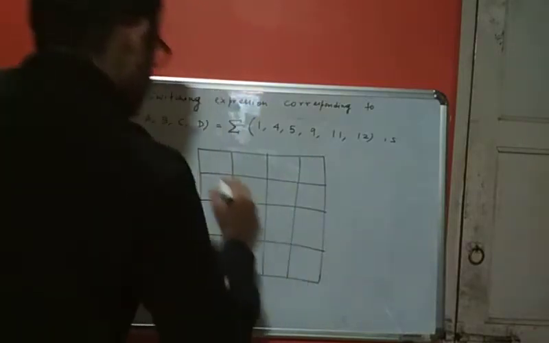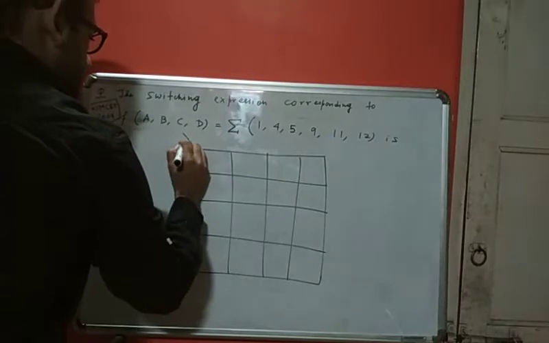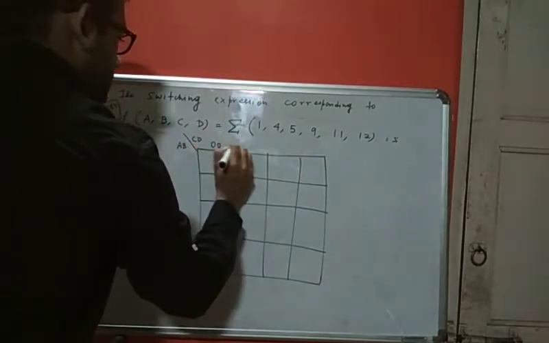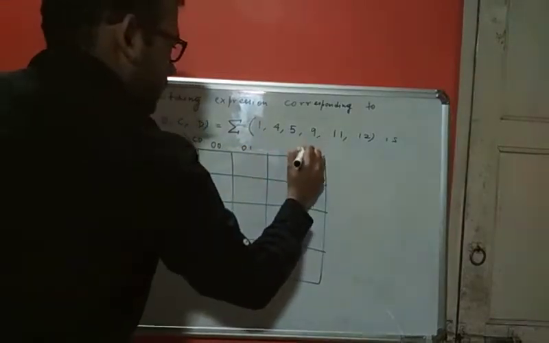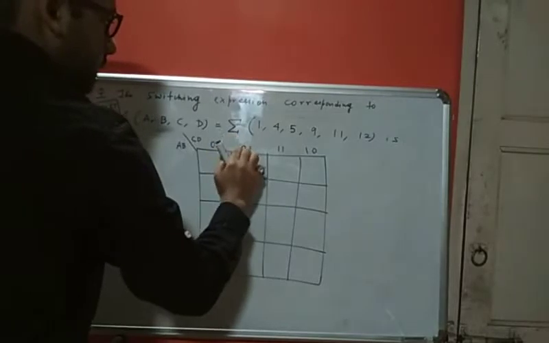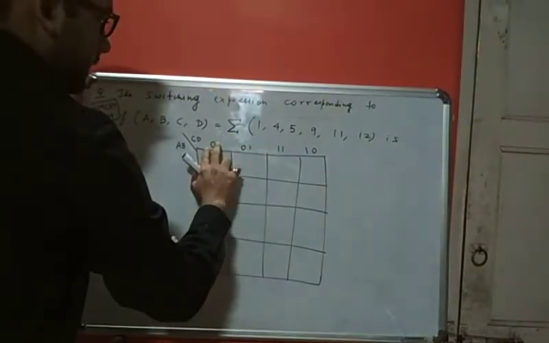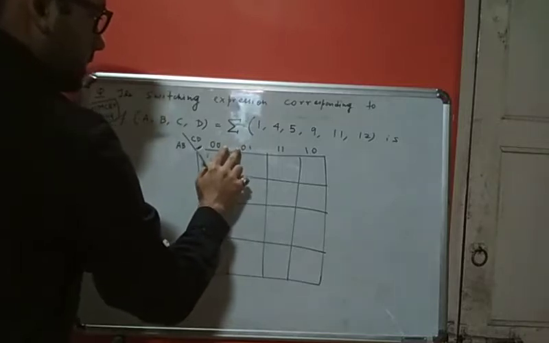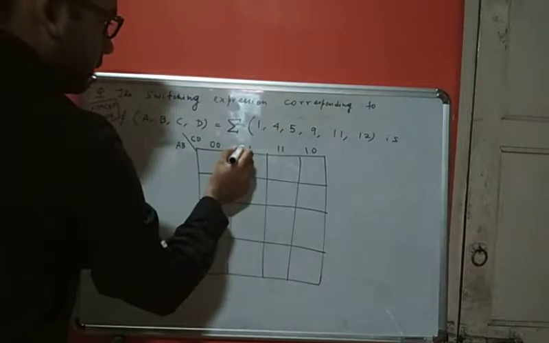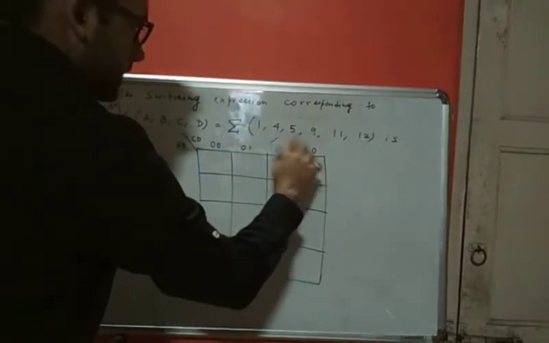We have 4 rows here. And now, as we all know, K-maps follow gray code. That's why it is 00, 01, 11, 10. As you can notice, every consecutive combination differs by 1 bit. That means 00 and 01, there is a change in 1 bit. 01 and 11, there is a change in 1 bit. 11 and 10, there is a change in 1 bit.